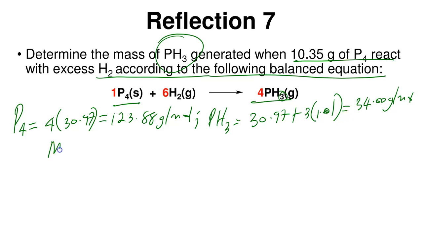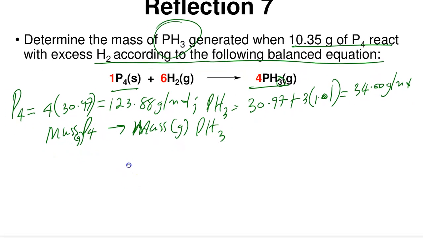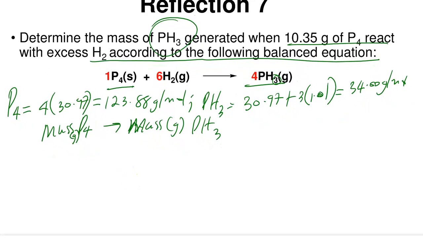We're going from mass of P4, which is grams of course, to mass of PH3, which is grams. Again, I'm not going to write the part like I broke it down in the other ones, but you can always go through my table, the conceptual way of doing it step by step. So here, I'm going to try to speed it up a little bit. Let me start with this guy. So I'm going to start with the mass.